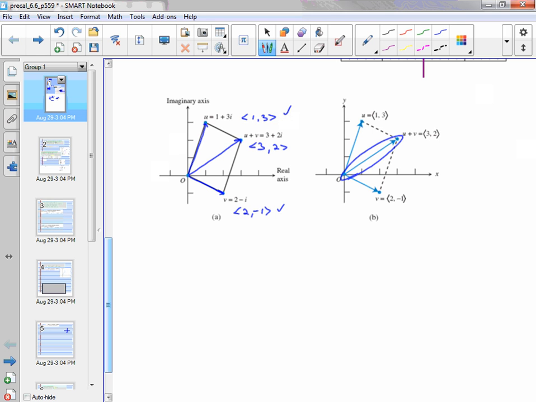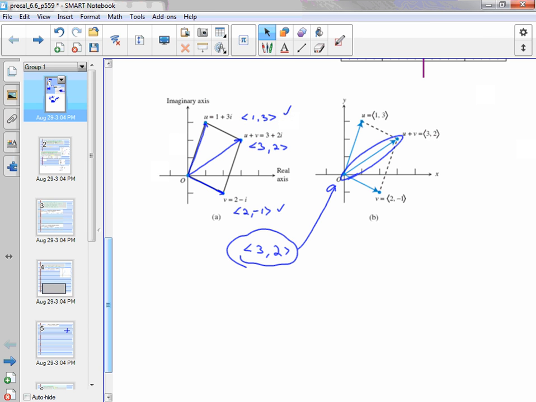Well, a minute ago we just took the sum of the complex numbers. We do the same process to take the sum of vectors. I add the x parts, 1 plus 2, that would be 3. And then 3 minus 1, that would be 2. That would be the sum of those two vectors, vector 3, 2. And there it is. The parallelogram method means it works as the diagonal of a parallelogram.